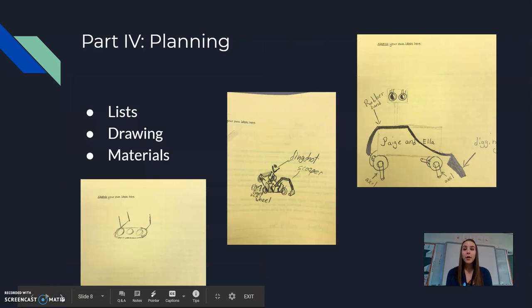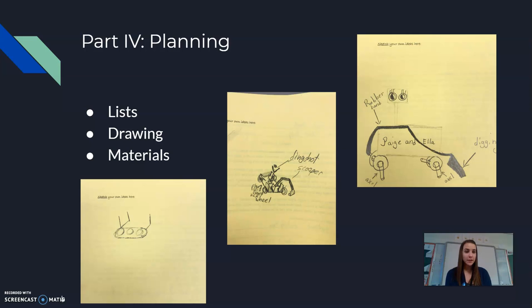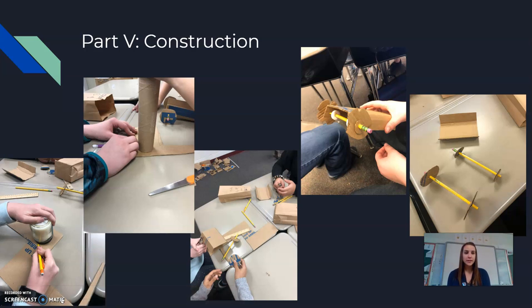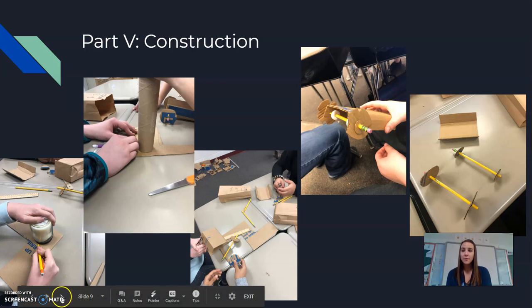So Part 4 is planning. So they made lists of all their materials, what they thought they could use to create the rover. They created a drawing example, a sketch, and they got the materials listed and then started their construction process. Here are just some pictures from the construction. Unfortunately, none of my students can be videoed or recorded, so I just took pictures of them without their faces in order to have an idea of what this looked like in the classroom.